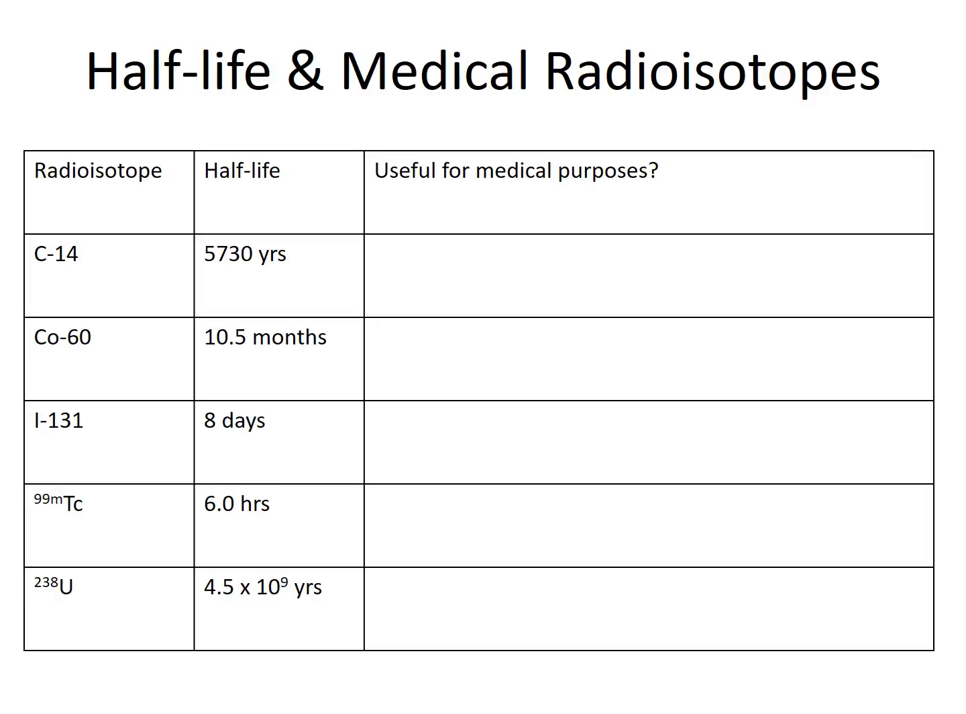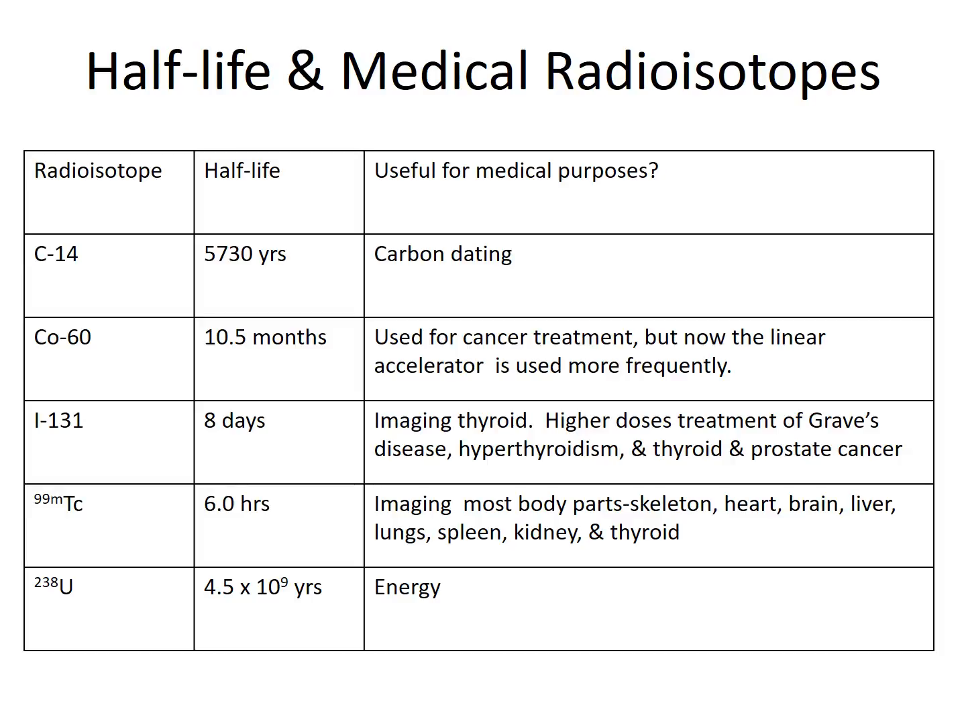These are 6 radioisotopes. Which ones would be useful for medical purposes? The carbon-14 would not be useful. It's got a half-life of 5,730 years. It's used for carbon dating, for detecting how old a very old object is, but it's not very useful for medical purposes. Cobalt-60 might be useful. In fact, it was used for years to treat cancer. The doctor that used it, of course, would have to keep in mind that his cobalt-60 sample was getting half as effective every 10.5 months.